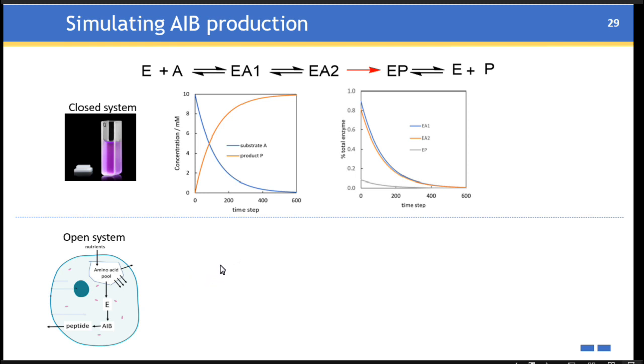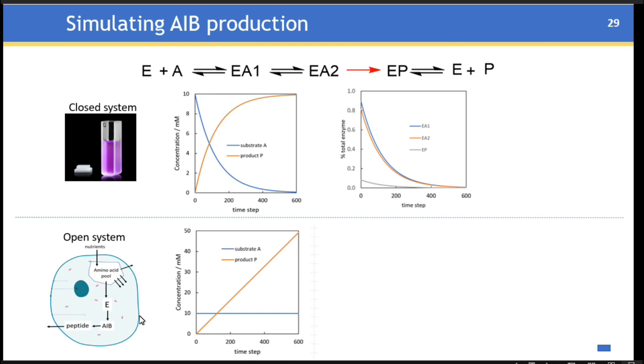Now, this is not the way enzymes work in cells, and this is what I call an open system. In an open system, the enzyme uses an amino acid substrate from an amino acid pool, which is continuously replenished from outside by the nutrients flowing from the culture medium. And these amino acids go on to different processes. Some are excreted in different forms as waste. But this enzyme, this AIB synthase, would be working with a constant source of the reactant A.